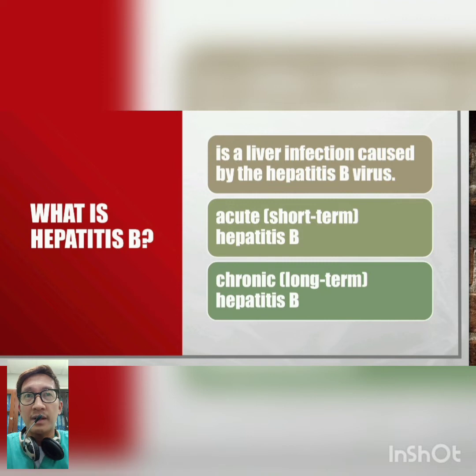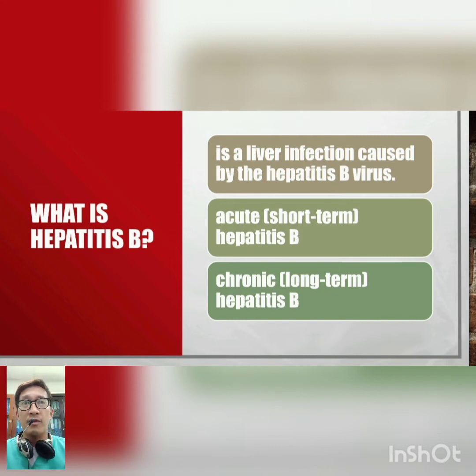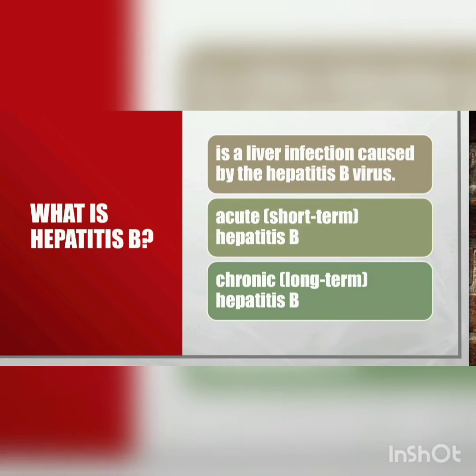Hepatitis B is a liver infection caused by the hepatitis B virus. Some people with hepatitis B virus are sick for only a few weeks, known as acute infection. But for others, the disease progresses to a serious lifelong illness known as chronic hepatitis B. So what is the difference between acute or short-term hepatitis B and chronic or long-term hepatitis B?